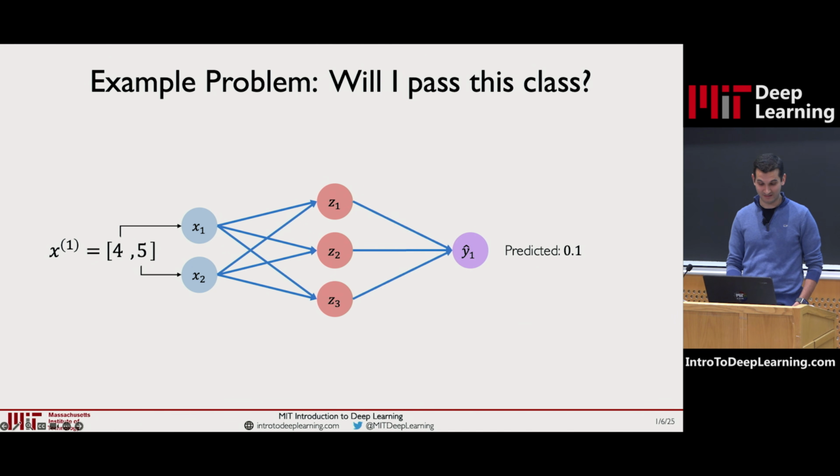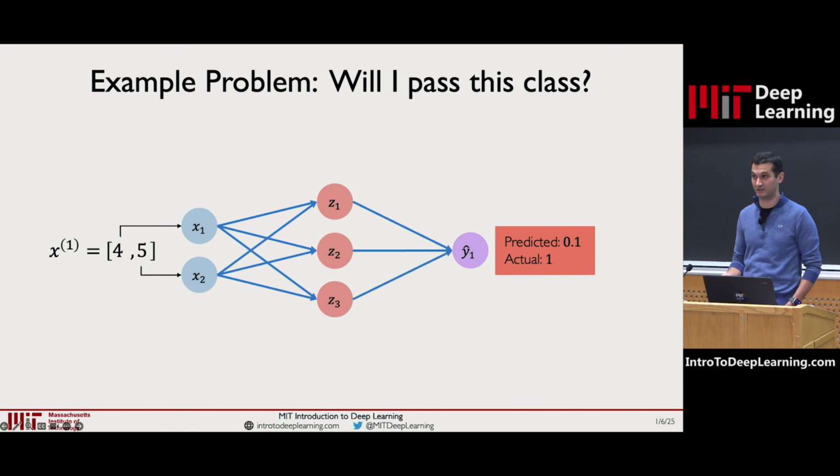And what we're going to see is actually that this model got the answer very wrong. It predicted that you would pass the class with probability 0.1 or 10%, when in reality, you did very well. You definitely passed the class. So can anyone tell me why you think that this network failed so badly here? Yes, exactly. So the answer was, it's not trained, and that's exactly right.